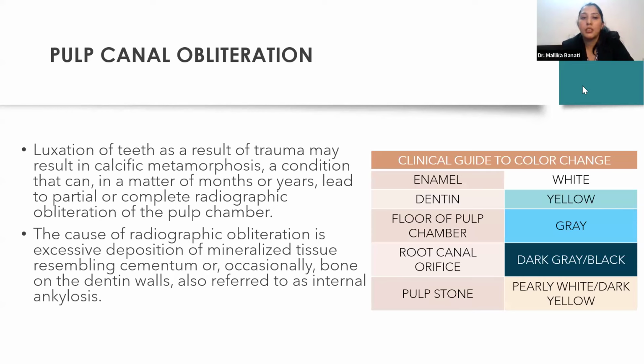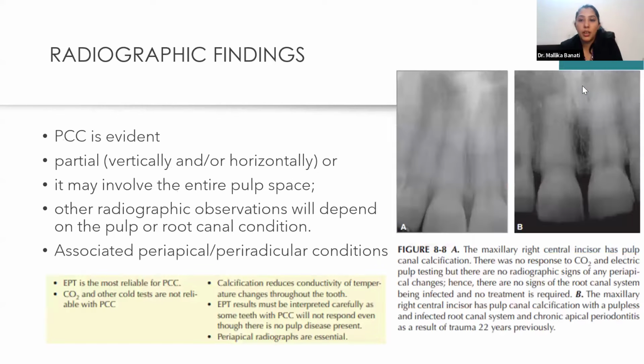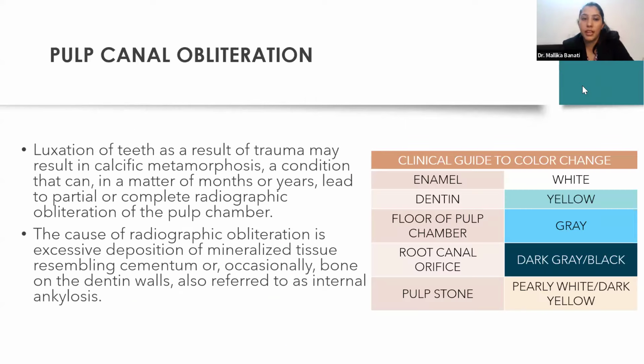Luxation of teeth as a result of trauma may result in calcific metamorphosis, a condition that can, in a matter of months or years, lead to partial or complete radiographic obliteration of the pulp. So, if your tooth has had a luxation, or maybe even extrusion or intrusion, there have been cases where the tooth has gone through calcific metamorphosis, and there is not even a single canal that you can see. If you look at this particular central incisor, you cannot see the canal. It is not possible to negotiate such cases easily. It is extremely difficult.